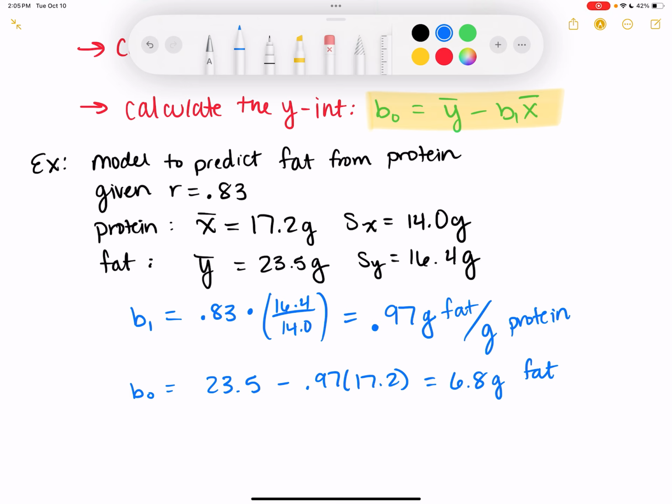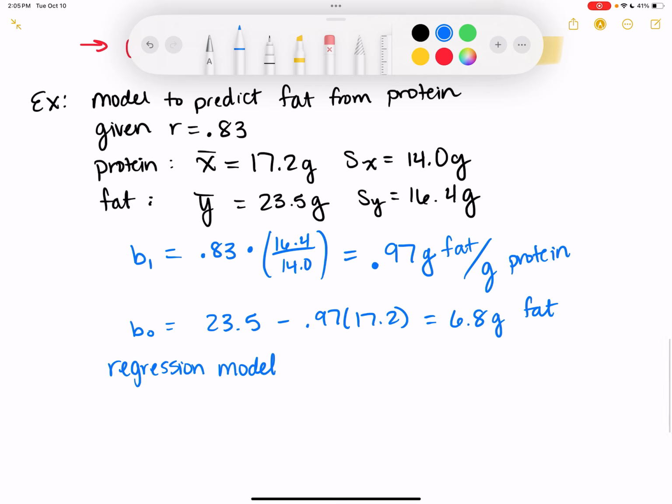Now, brace yourself. The regression model is fat hat. I wasn't ready for it. There was no amount of bracing I could have done. Fat hat is equal to 6.8 plus 0.97 times protein.